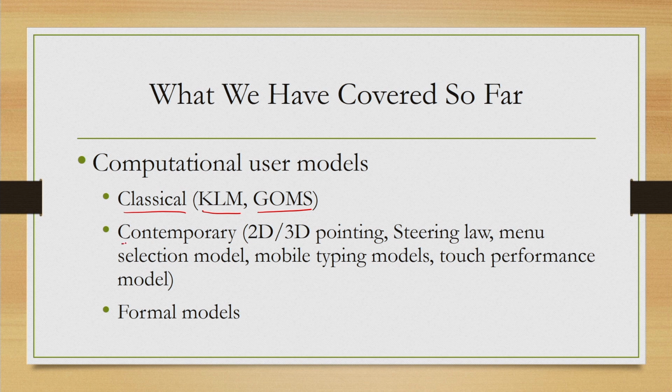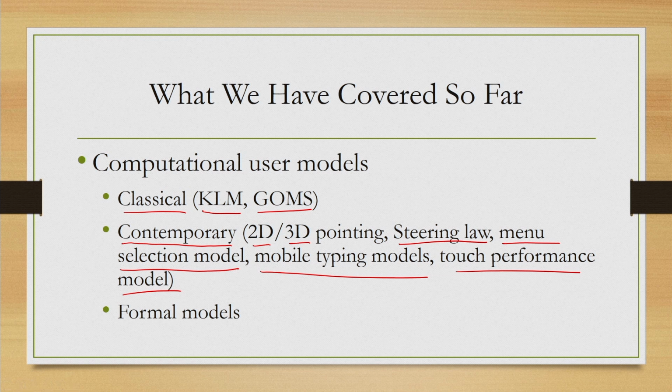In contemporary models, that is the category of models that have been developed to design systems that we see around us at present, we have discussed 2D and 3D pointing models, also called the bivariate and trivariate pointing models, the steering law, which is used for modeling constrained navigation behavior, the menu selection model, modeling the behavior of selecting from a hierarchical menu, mobile typing models and touch performance model, or the F-Fitts law. In the mobile typing model, we discussed two models, namely the Fitts diagram model and the thumb typing model.